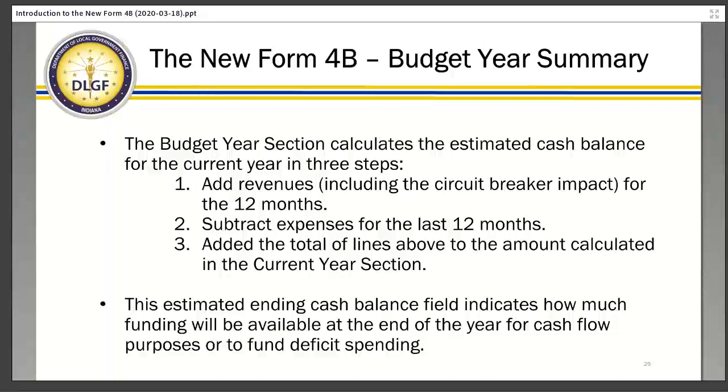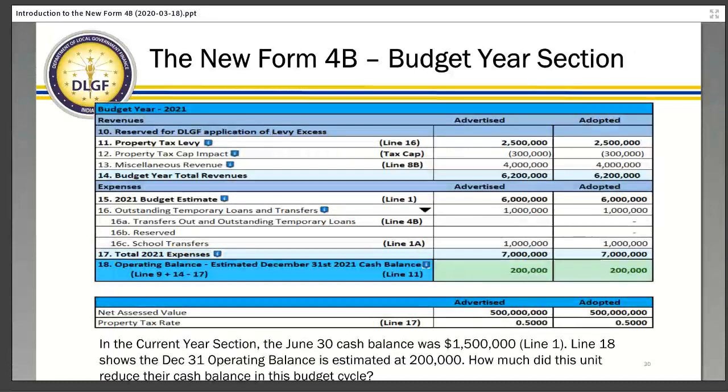As a recap, for the budget year section, we're going to look at all the revenues, including a negative adjustment for your circuit breaker impact for the 12 months of the budget year. We're going to subtract out the expenditures for that same 12-month period, and then we're going to sum those two amounts together and compare them to the total from the current year section. We are going to end with the operating balance, to give you an indication of what your cash flow is for the purposes of cash flowing, or try to determine if at the current levels there will be fund deficit spending.